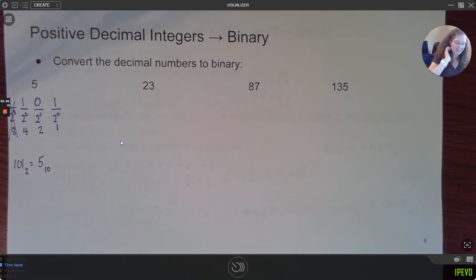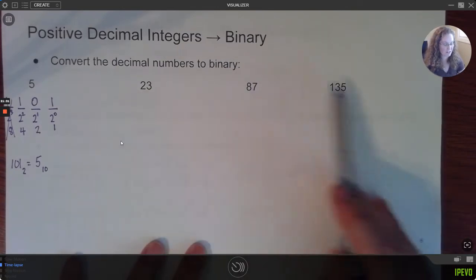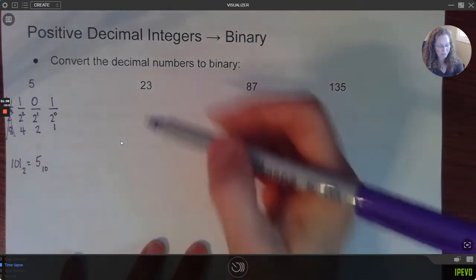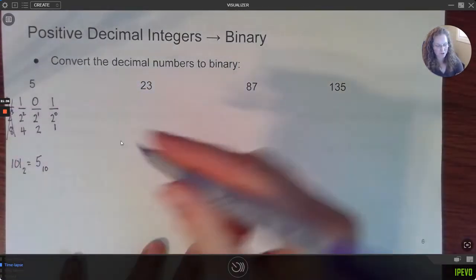Okay, now that gets a little bit more complicated as numbers get bigger. So let's go ahead and go through that process with this one, and then I'll show you a better way to do it, because you're obviously not going to want to do that for 135. But let's follow the same process.